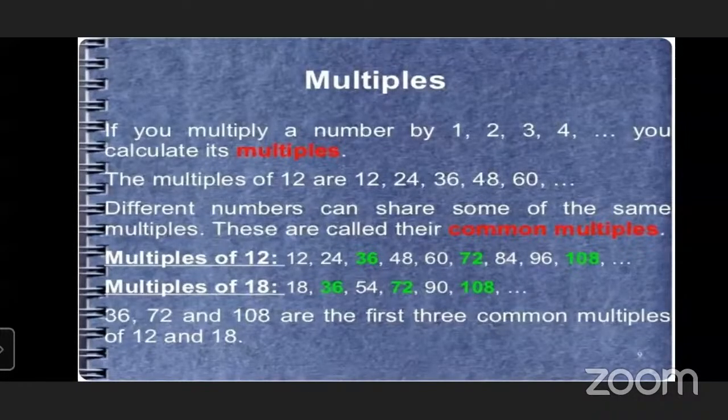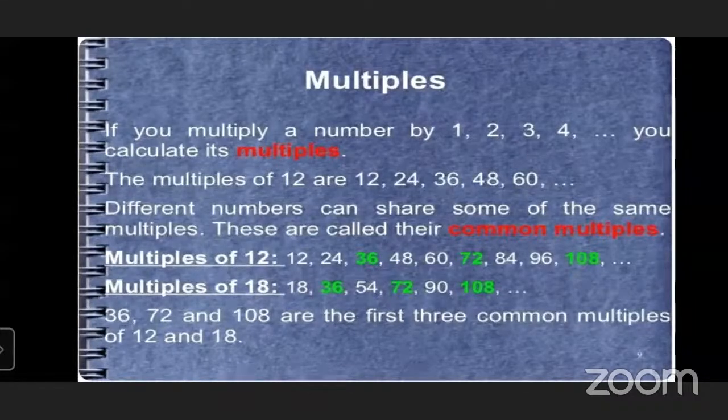Now 12, 24, 36, 48. Let's count it with the counting numbers. 12 ones are 12, 12 twos are 24, 12 threes are 36, 12 fours are 48, 12 fives are 60, 12 sixes are 72, 12 sevens are 84, 12 eights are 96, 12 nines are 108, and 12 tens are 120. Now, multiples of 18.